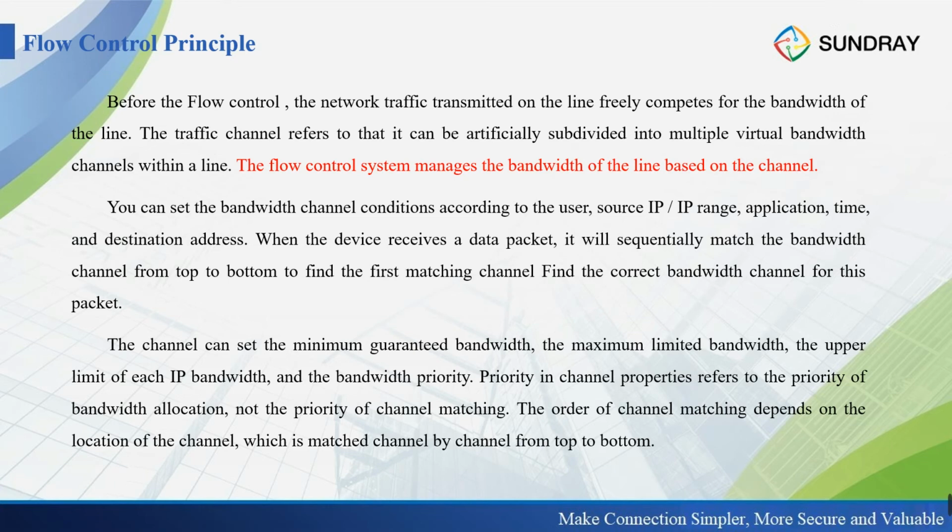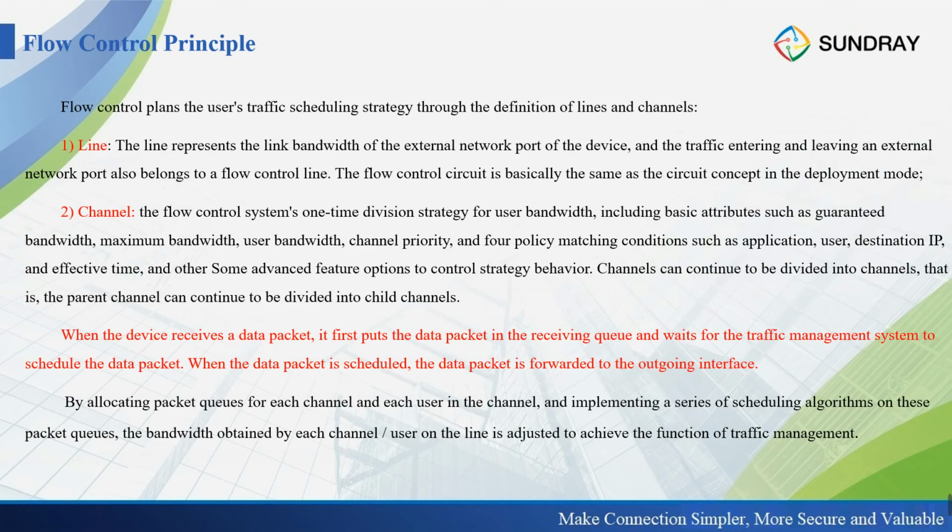So first, the flow control system manages traffic based on the channel. For this, we need to learn the line. For example, the bandwidth from the ISP is connected to interface 1, and interface 1 has a total bandwidth of 15 Mbps. We consider this as one line. This one line we can divide into different channels, and these channels can have different policies and different priorities.